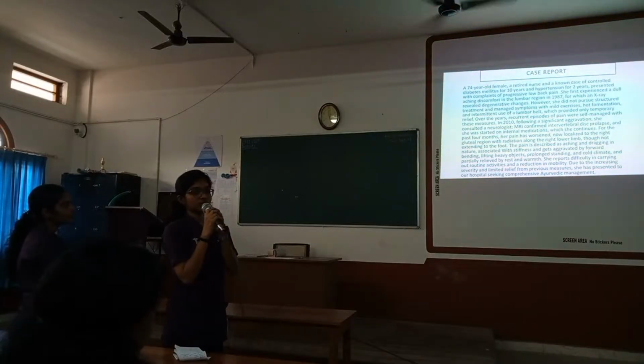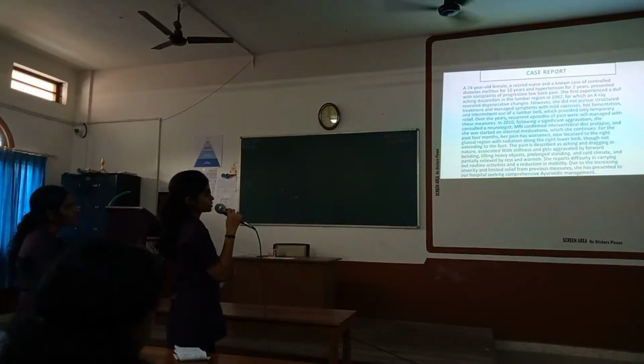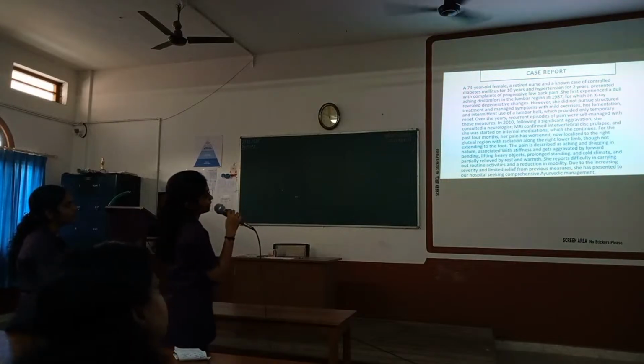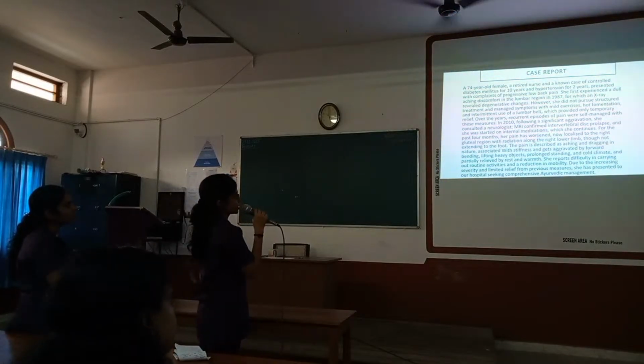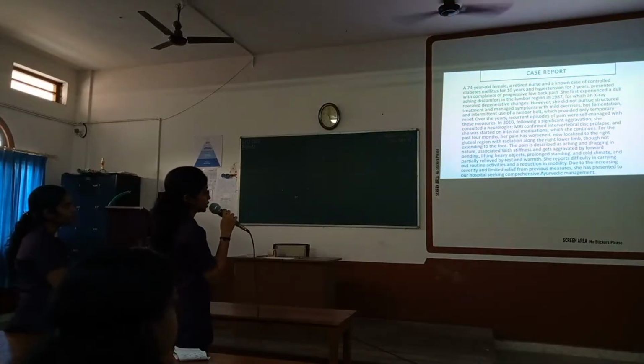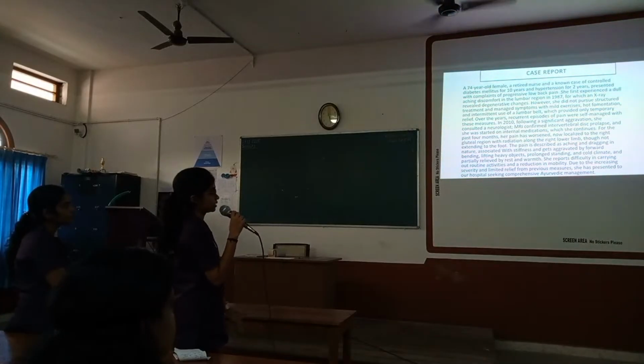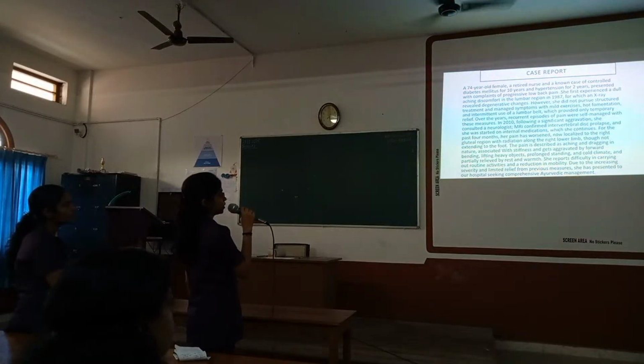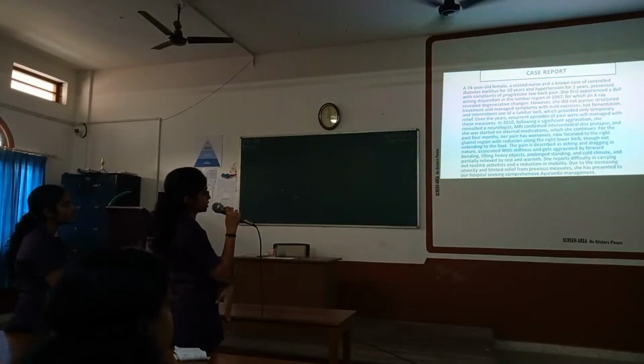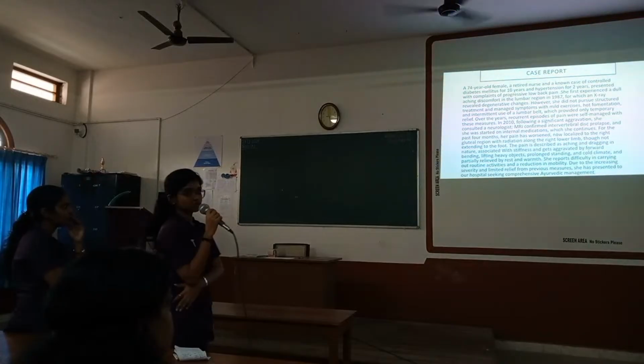So she had not given much importance to it, and she neglected it for many years. Over the years it aggravated, and recurrent episodes of pain were self-managed with these measures. In 2010, following a significant aggravation, she consulted a neurologist. An MRI was taken, which confirmed IVDP, and she was started on internal medications, which she continues till date. For the past 4 months, her pain had worsened, now localized to the right gluteal region and the right side of the leg, radiating along the right lower limb, though not extending to the foot.